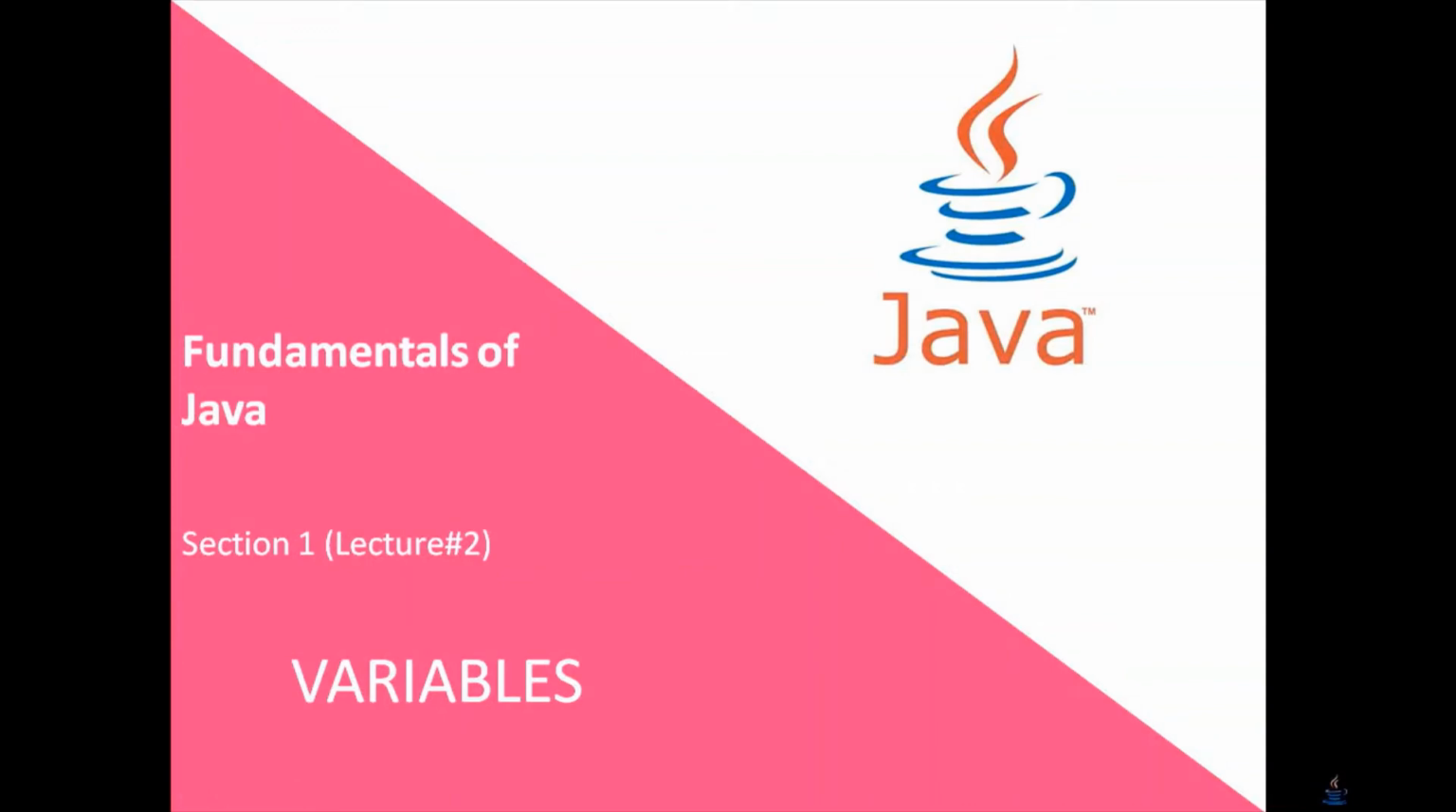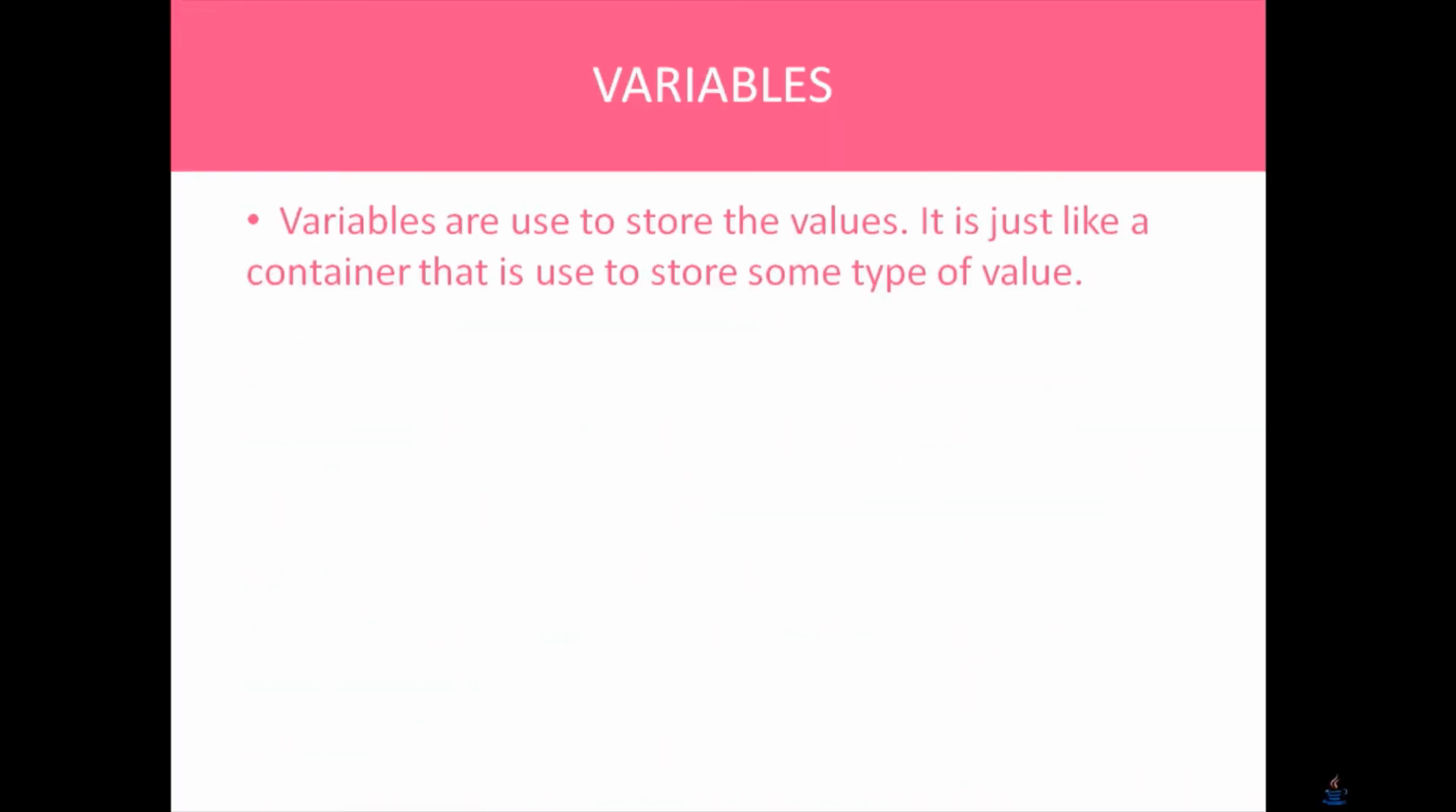Welcome back. This is the second lecture, and in this lecture we're going to talk about variables. What are variables in Java and how can we use them? Variables are used to store values. It is just like a container that is used to store some type of values.